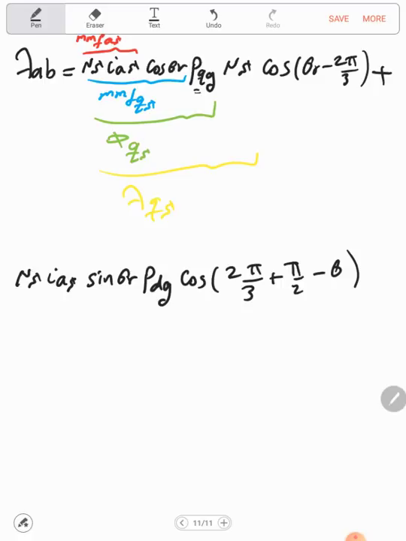Now also this one here can be simplified to be sine of theta r minus 2 pi over 3.